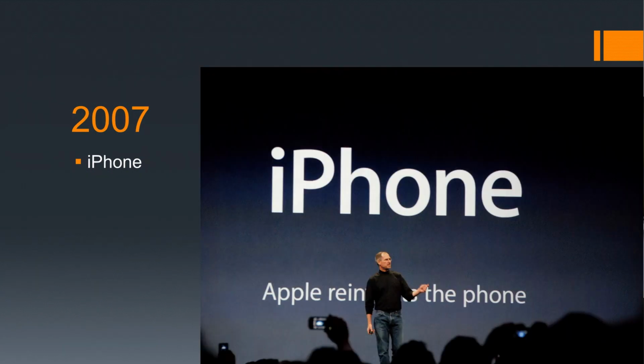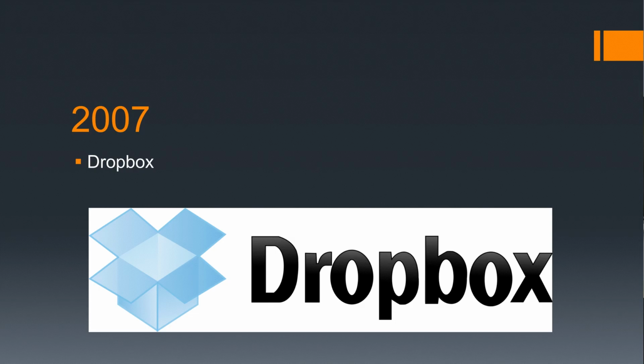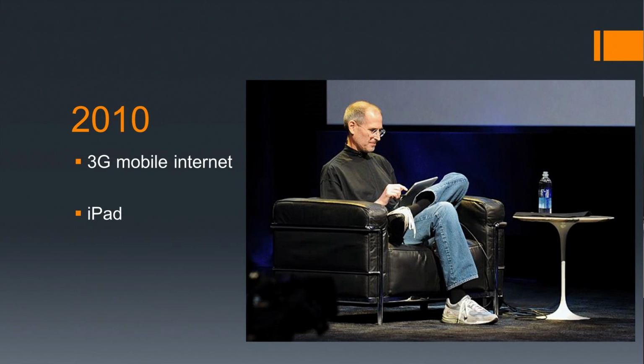You may well be watching this on an iPhone, and the iPhone was launched in 2007 and revolutionised the phone market. You may have also shared documents on Dropbox, which was released in 2007, popularising the idea of keeping data on a cloud. By 2010, 3G mobile internet allowed apps to become the most popular way to access the internet. And by the end of 2010, you could buy your first iPad.